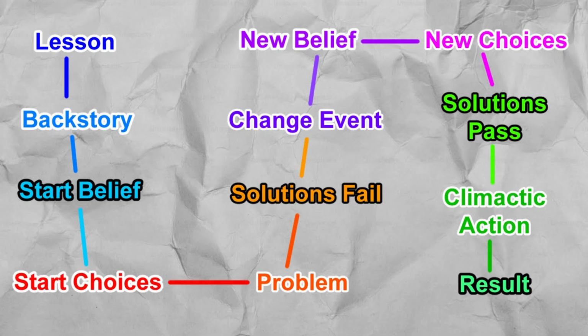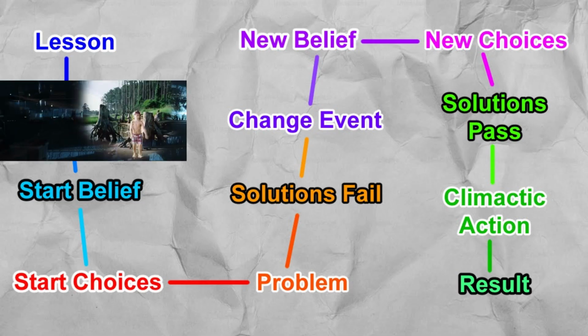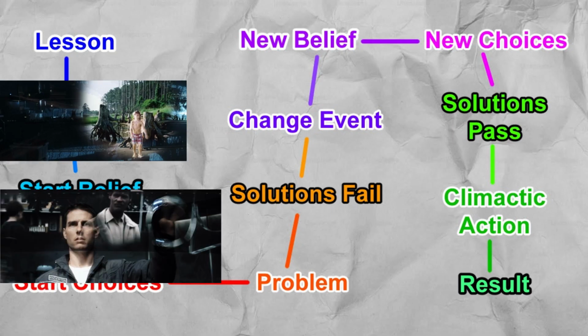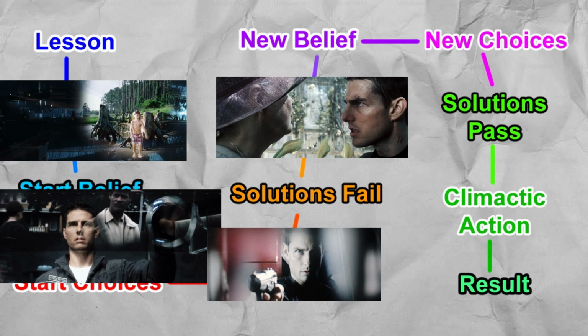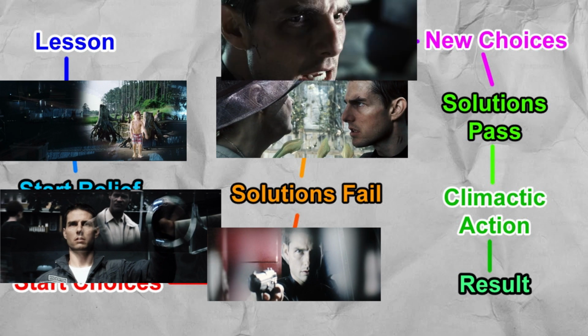Anderton's backstory is that his child disappeared and he could have been saved by pre-crime. This fuels his belief that the future is predetermined, which is why he works in pre-crime. Then there's a problem. Pre-crime predicts that he'll kill a guy named Crow, who he doesn't even know. The change event is learning about pre-crime secrets and flaws. Now, Anderton believes in free will.